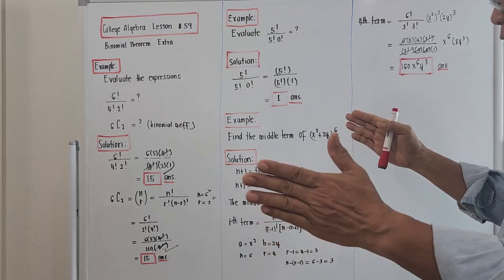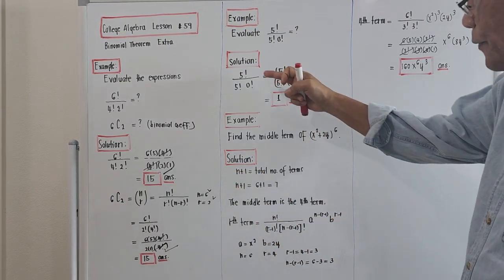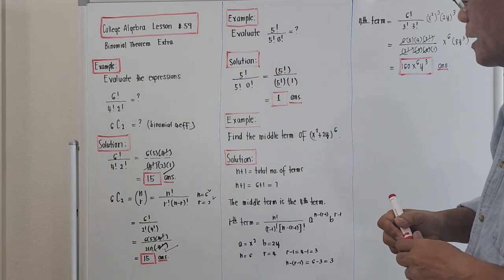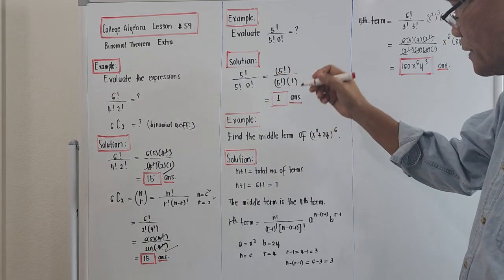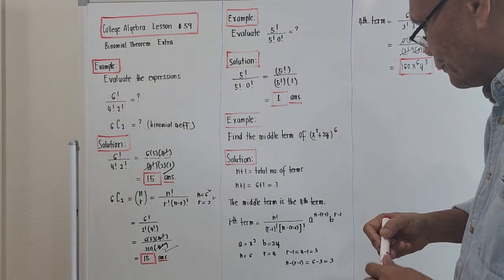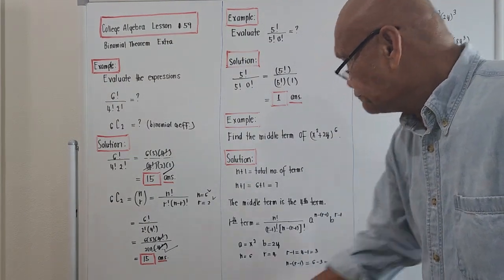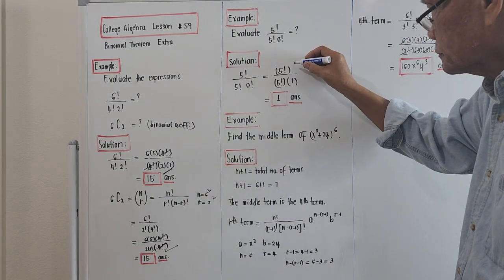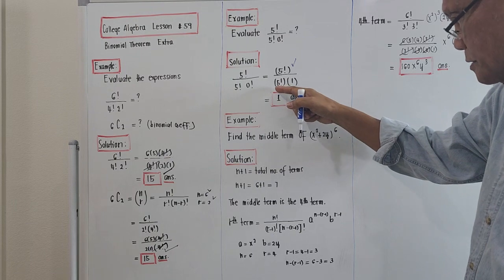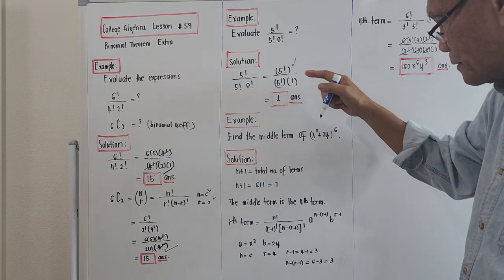Okay, if we try to simplify this one, 5 factorial over 5 factorial times 0 factorial, then rewriting the given expression: 5 factorial with the open quantity, closed quantity, right? Then the bottom portion, this is open quantity, closed quantity, 5 factorial.